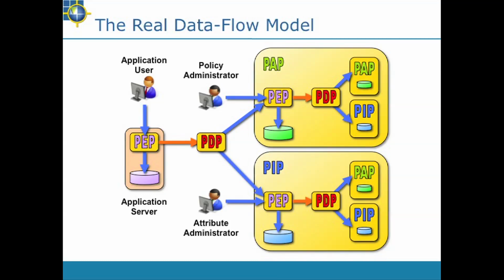We've got the XACML policies that are stored in the PAP, which control access by the application users out in the network. But we also have access control lists stored in the policy administration point to control access by the policy administrators. And we have access control lists stored in the PIP to control access by the attribute administrators.